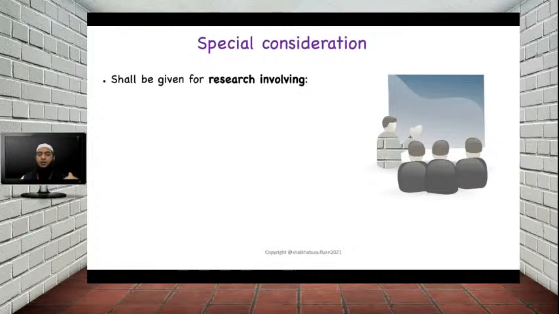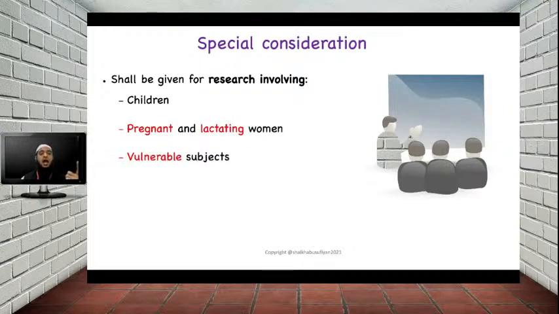When you are doing a study, or when the ethics committee reviews a certain study, special consideration shall be given to research involving children, pregnant and lactating women, and vulnerable subjects like elderly patients. If you look at the types of trial that I have mentioned, these come under a special category because these are special populations: children, pregnant and lactating women, and vulnerable elderly subjects.